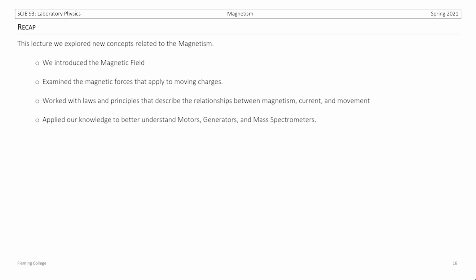It's time to recap what we looked at this lecture. This lecture we explored new concepts related to magnetism. We introduced the magnetic field and understood how it applies forces to moving charges. And we worked with the laws and principles that describe the relationships between magnetism and current, which is the movement of charged particles. With all of this, we applied our knowledge to better understand the machines, motors and generators, as well as the mass spectrometers that we use in the lab.